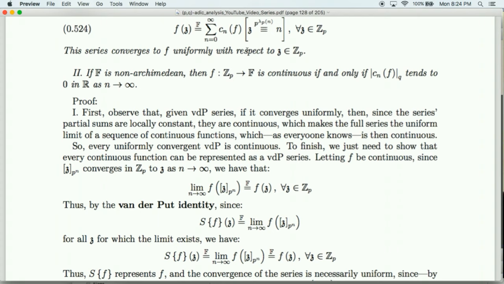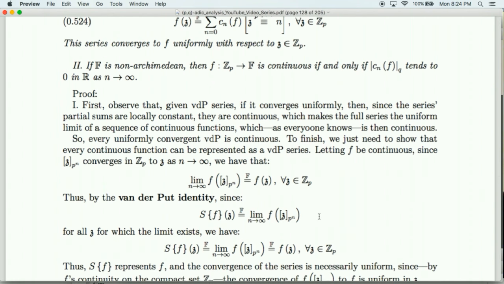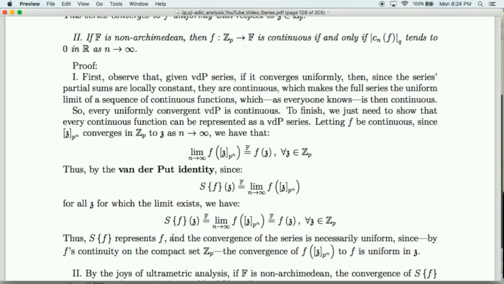So to finish, we just need to show that every continuous function can be represented as a uniformly convergent VDP series. Letting f be continuous, since z mod p^n converges to z p-adically, by the continuity of f we have this. That is, every continuous function is rising continuous. By the Vanderput identity, we then have this is true, and so the sum of the Vanderput series is equal to the rising limit by the Vanderput identity, and the rising limit is equal to f by f's continuity. So S f represents f everywhere.